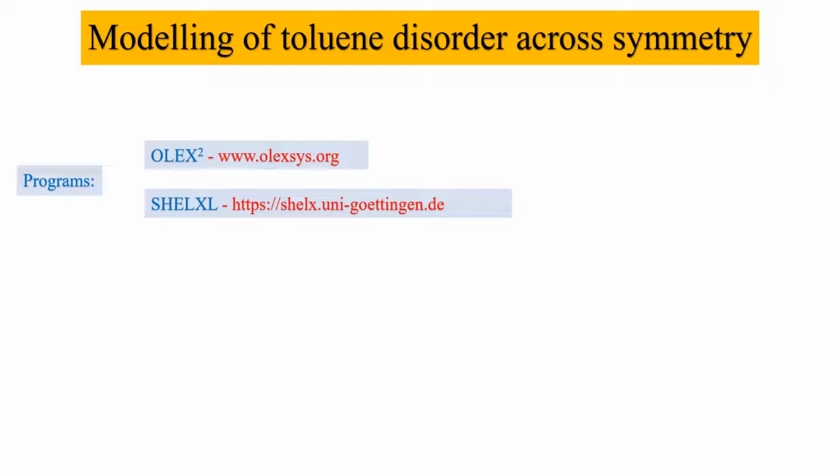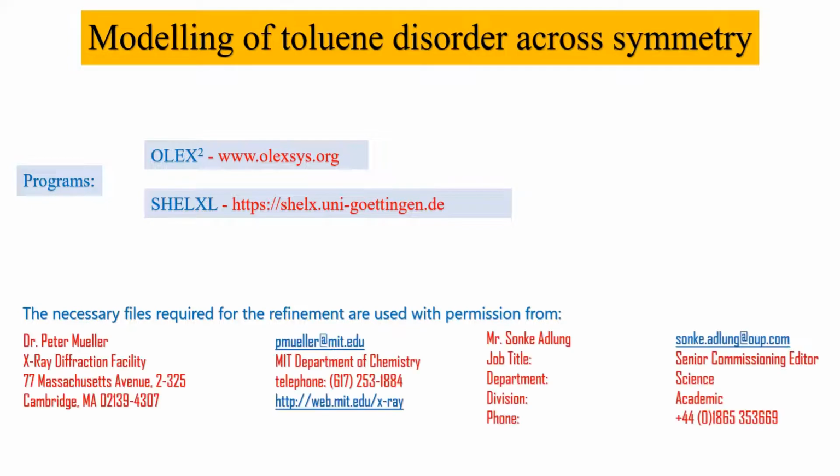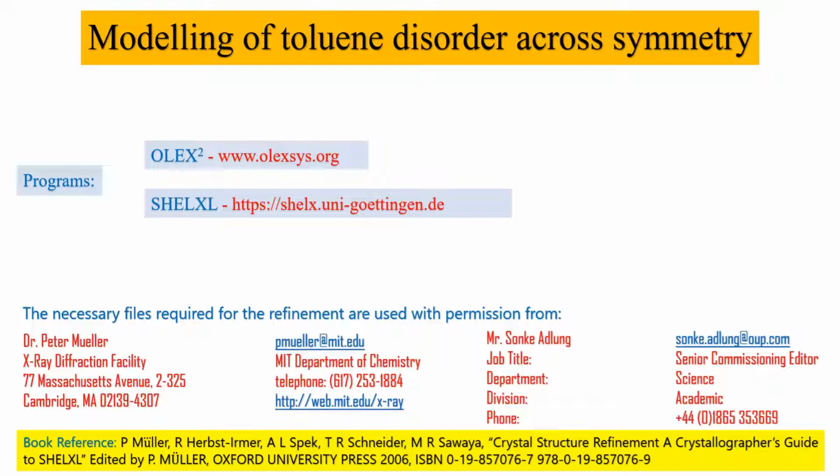The crystallographic programs used are OLEX2 and SHELXL. These programs are available free of charge for academic users. The necessary files required for the refinement are used with permission from Dr. Peter Müller and from Mr. Sonk Adlan. More detail about this particular example is available in this very nice book reference, Crystal Structure Refinement: A Crystallographer's Guide to SHELXL, edited by Professor Peter Müller. So let's start the tutorial part.